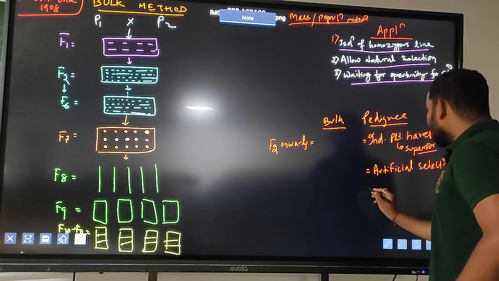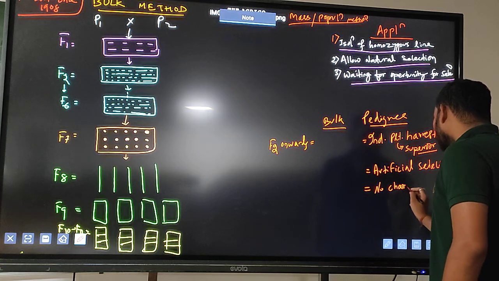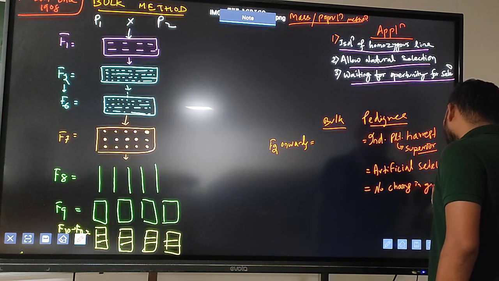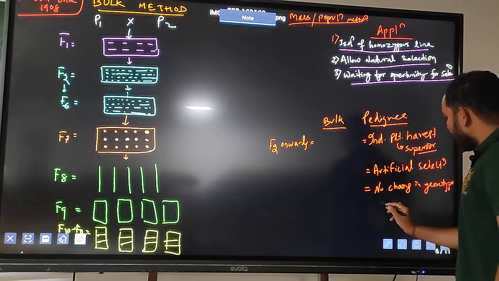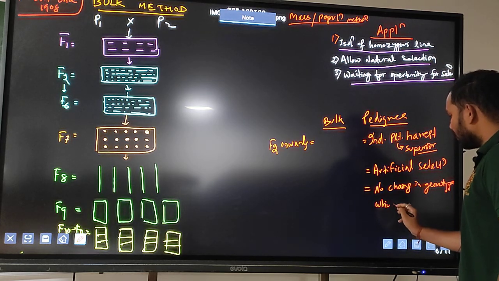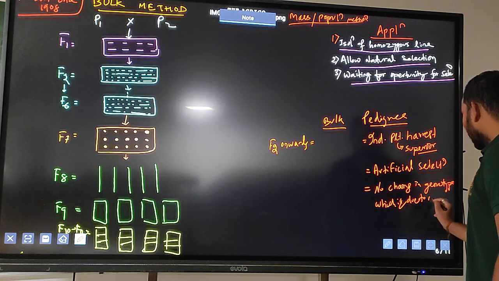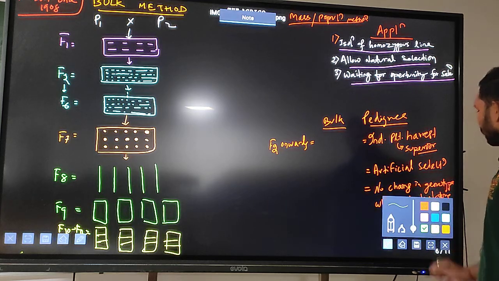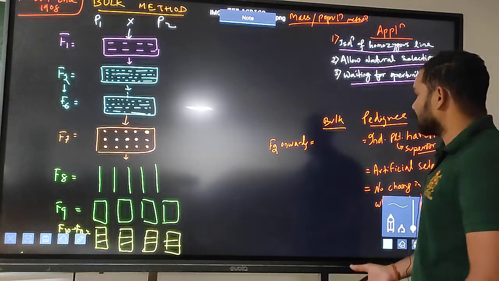So there will be no change in genotype which is due to nature. This is a simple thing. So the plant will not get enough time for genotype changing.